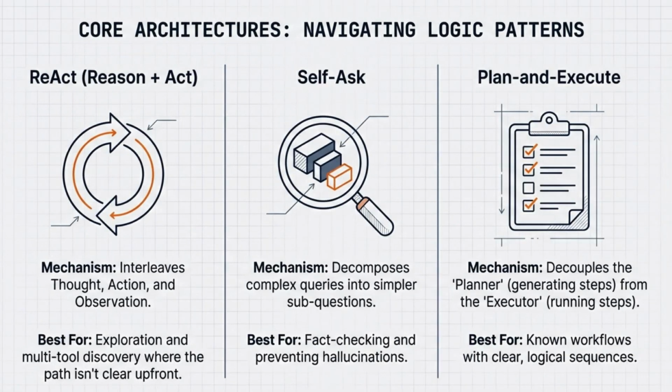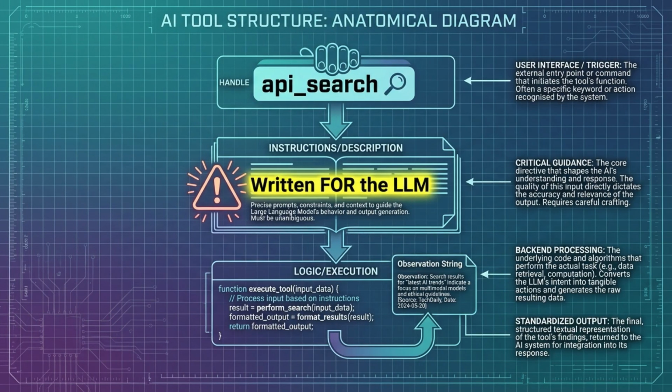Each solves different problems. Wrong choice? Your agent either wastes tokens or gets stuck in loops. Every tool has three parts. Think of it like this. The handle, how the LLM grabs it. Simple name like API underscore search.